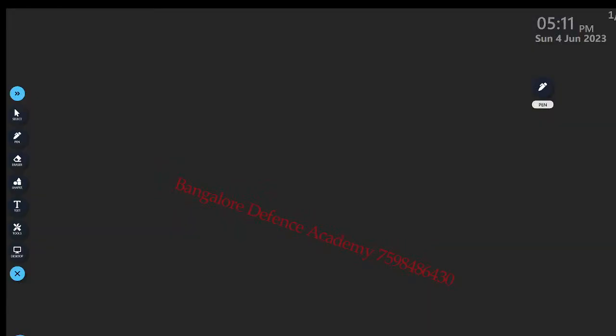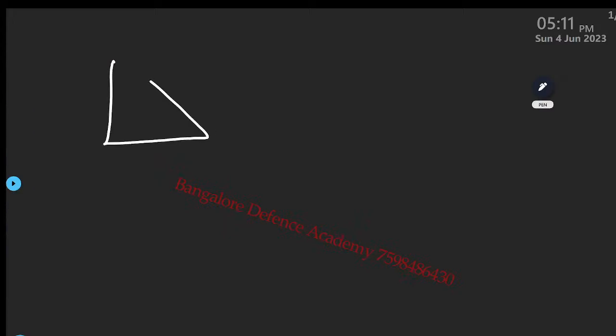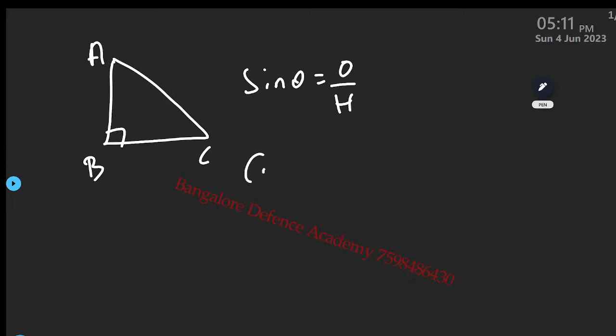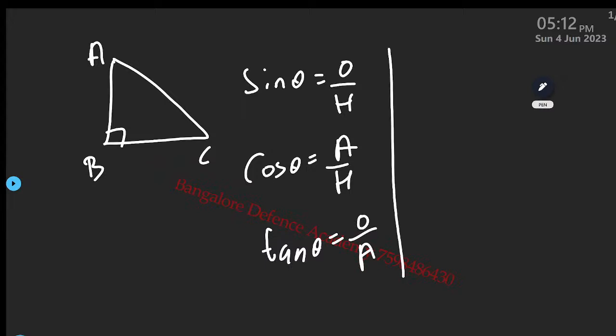What is the basic formula for sine theta? Tell me. Imagine this is a right angle triangle. If I write this as ABC, sine theta can be written as opposite by hypotenuse. Cos theta can be written as adjacent by hypotenuse. Next, tan theta can be written as opposite by adjacent. Cot theta can be written as adjacent by opposite.